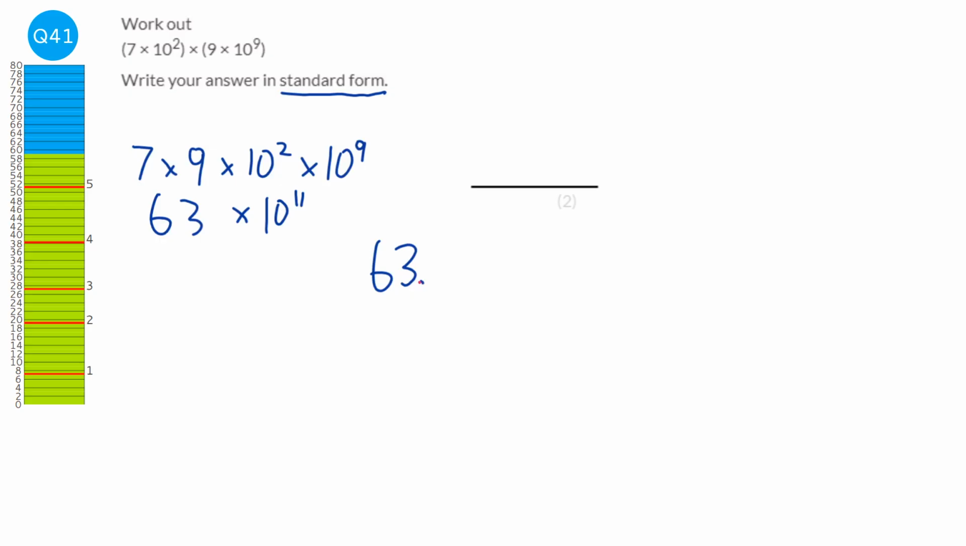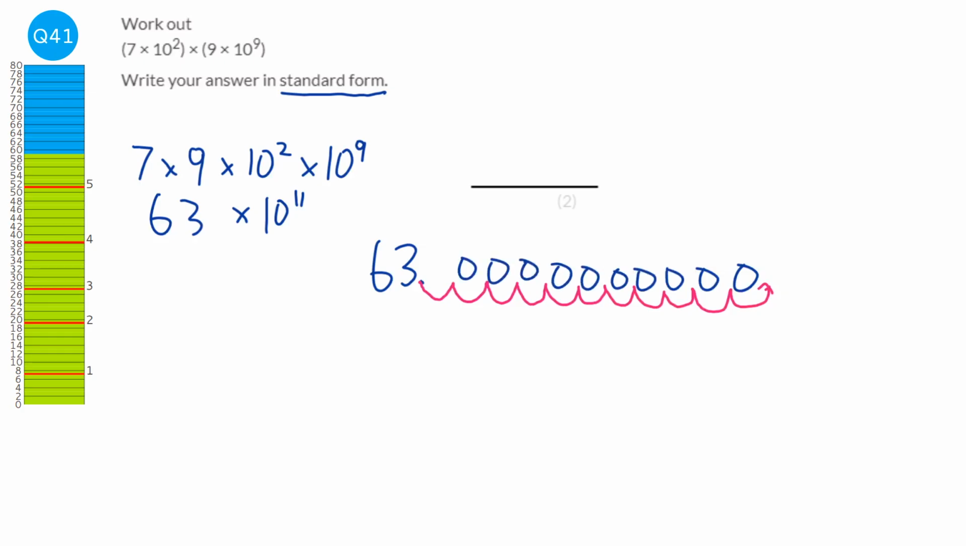So here we've got 10 to the power of 11, so it would be 1, 2, 3, 4, 5, 6, 7, 8, 9, 10, 11. We fill these all out with zeros, and that's the number we've created here. A lot of zeros. Now, to make it a number between 1 and 10, not including 10, the decimal point needs to be here.